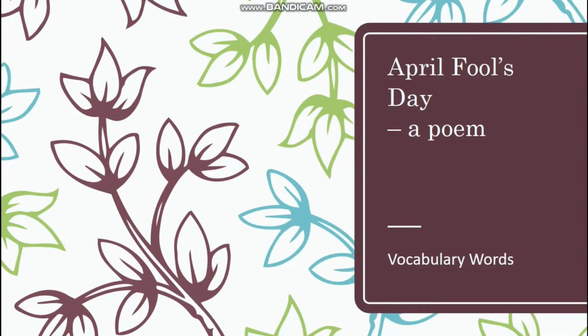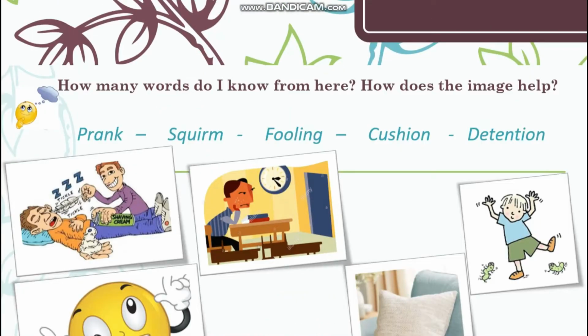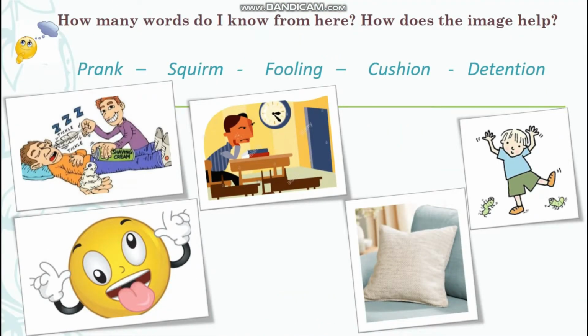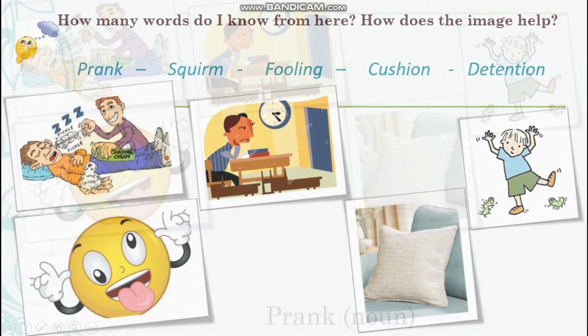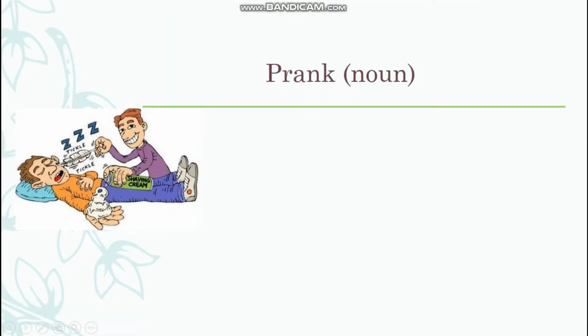the required vocab. So we are gonna start with the vocab, but before we actually do that, let's look at the pictures that we have here. How many words do I know from here? And how does the image help me? So the vocab required to be known are here: prank, squirm, fooling, cushion, and detention. So let us start with the first word, which is prank.